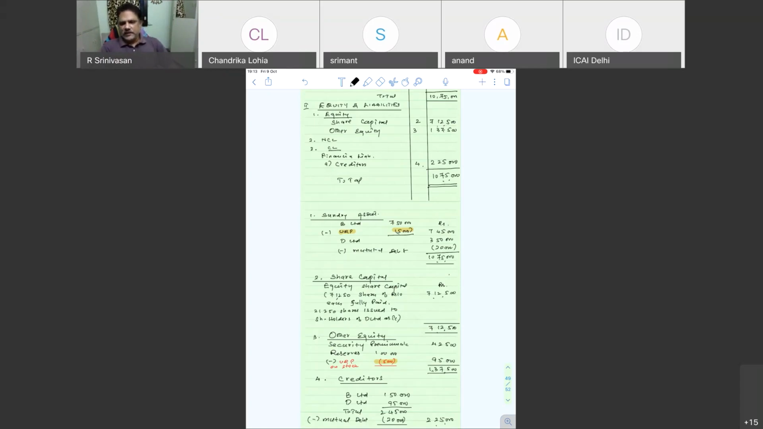Everybody is getting it now or not? Anyone has doubt? Tell me. If anyone has a doubt, please ask. No? Okay, right. Let us go to the next problem. This is the cross holding of shares. How we have to do the cross holding of shares.